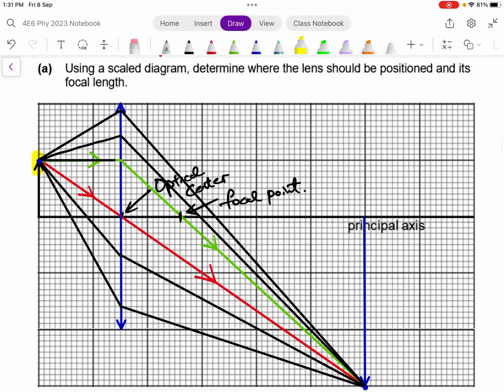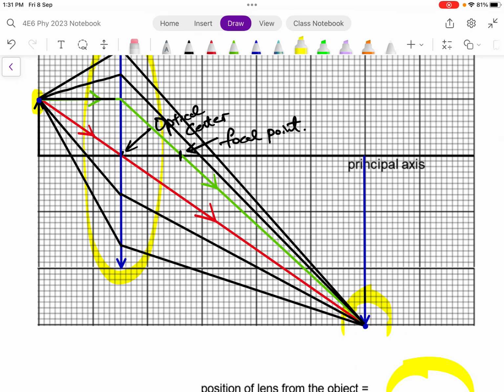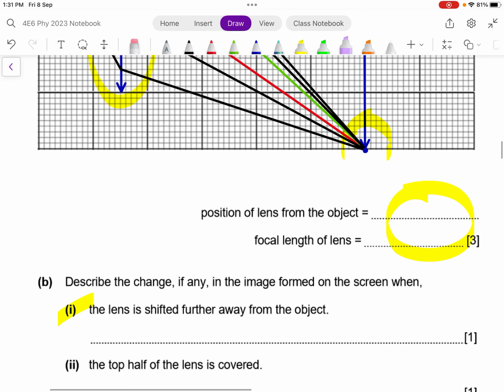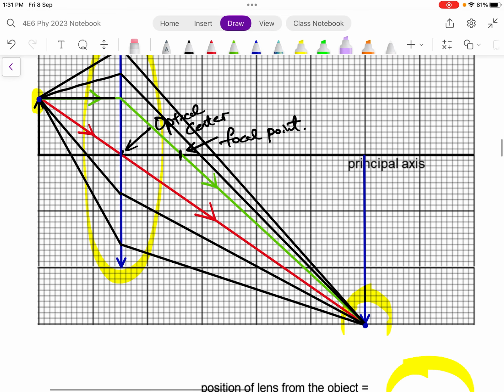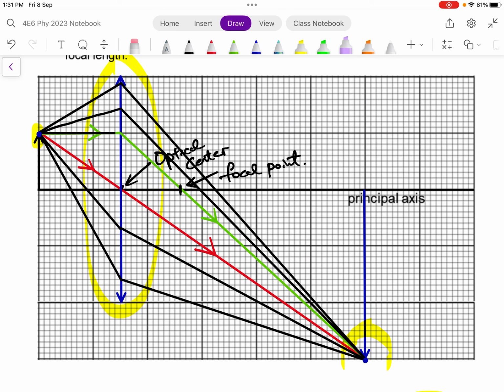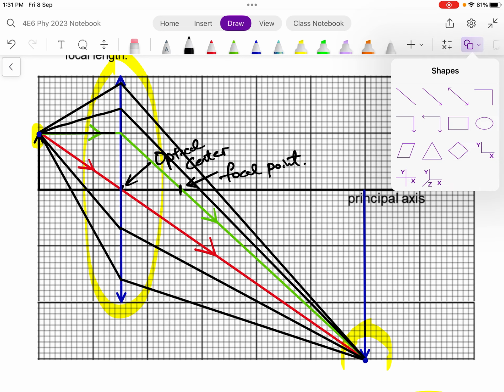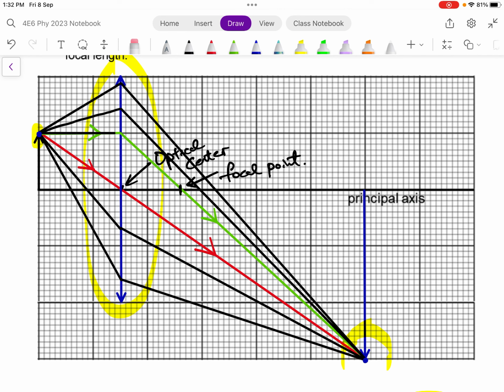So if we shift the lens alone away from the object, what happens is that the convergent point will move as well. But in this question, has the screen moved? No, right? So if the lens moves, will the convergent point still be on the screen? It won't, right? And what will happen if the convergent point is not on the screen? Let me give you an illustration. Let's say I put the screen here instead.